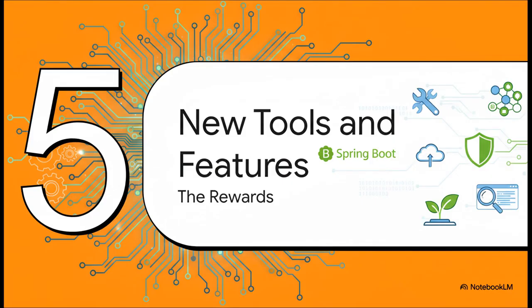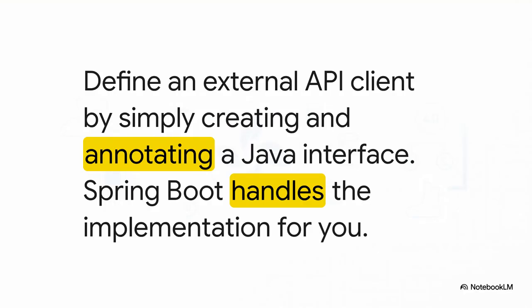Okay, so after all that prep work and migration effort, what's the payoff, right? Let's check out some of the fantastic new tools and features you get with Spring Boot 4. Oh, this is a great one for cutting down on boilerplate code. You can now define a client for an external REST API by just creating a Java interface and adding an annotation. Spring Boot handles all the implementation for you, which makes your code so much cleaner and more declarative.